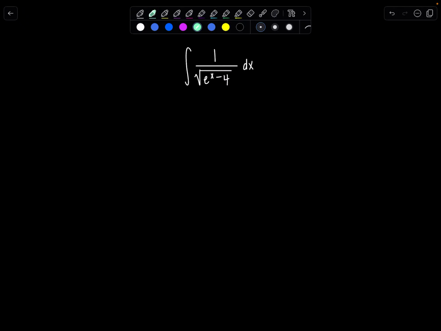So I went in and I said, let me just let u be that whole denominator. Let's let u equal the square root of e to the x minus 4. And you can find du right away, but what I like to do whenever I have a radical is square both sides first. So then u squared is e to the x minus 4, and then now I differentiate. So we have 2u du on the left-hand side equals e to the x dx.